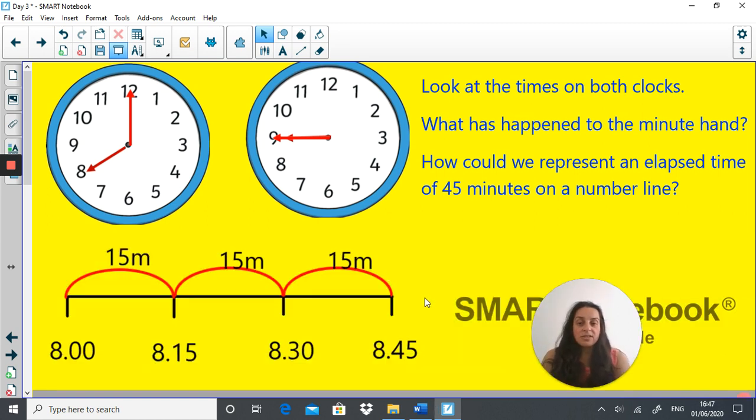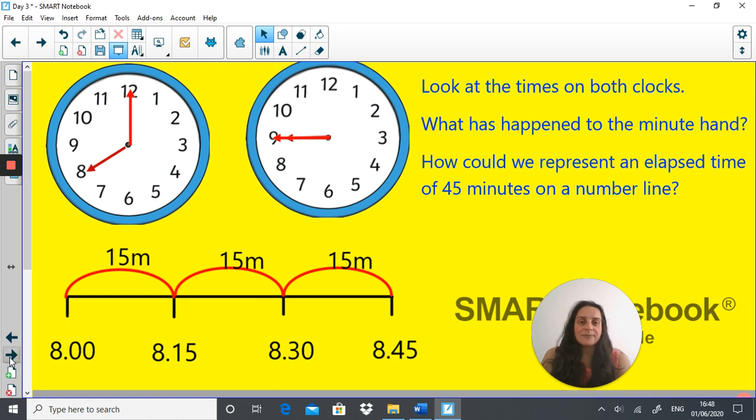Right, so my number line starts at 8 o'clock, ends at 8:45, but I have put in 3 jumps of 15 minutes because 15 plus 15 plus 15 is 45 minutes. So rather than having to track where the minute hand is going, it's easier to break up 45 minutes into 3 jumps of 15 minutes. So from 8 o'clock, a jump of 15 minutes would be 8:15. Another jump of 15 minutes would be to 8:30. And your final jump of 15 minutes would be 8:45.